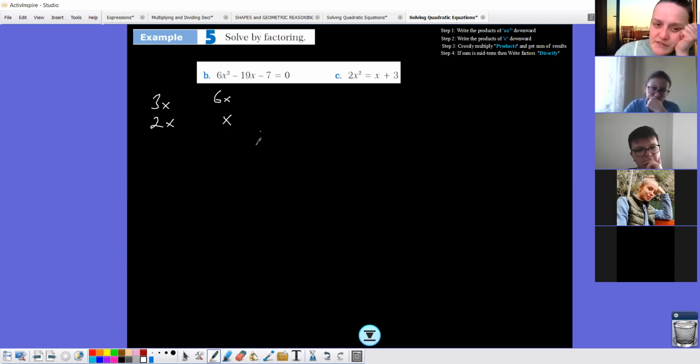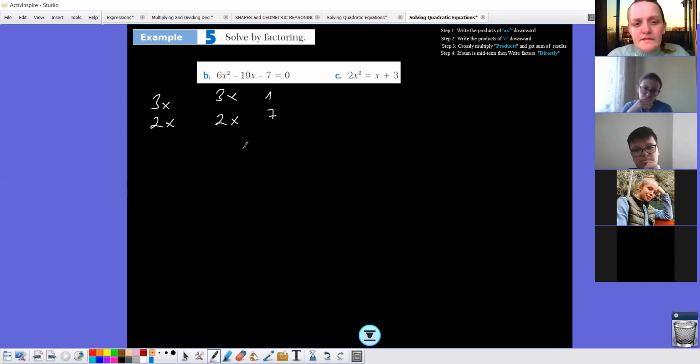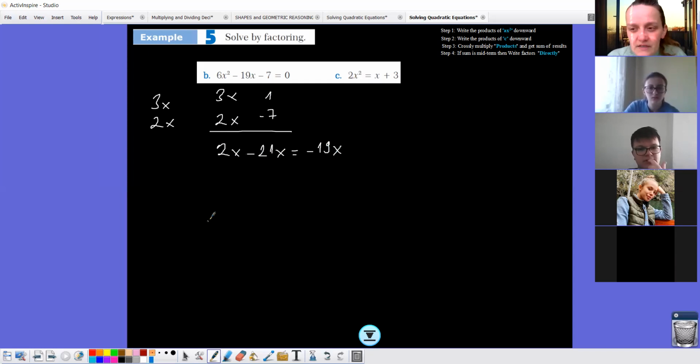You can change the places here also. For example, 7 minus 1, teacher. Look, we did 3x and 2x. We did 7 and 1, but we can do 1 and 7. And let's say one of them is minus. Now when I do the cross product, I will have 2x minus 21x, which is minus 19x. Also the places are important. If you have written first 7, then 1, okay?